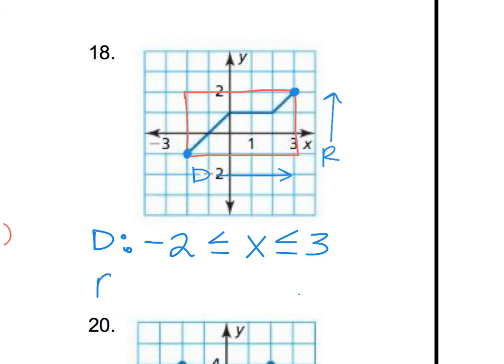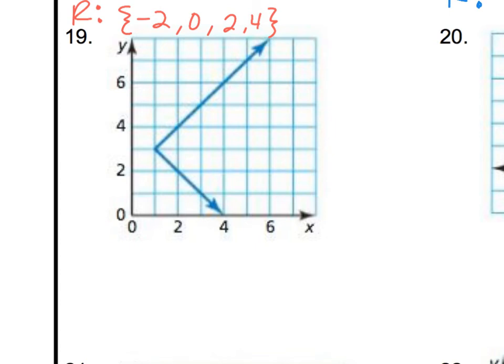So let's do range. Again, figure out where it starts. The lowest point it starts at, where is this? What's the lowest? -1. Okay, so the range starts at -1. And the highest it goes, you're looking at the y-axis, 2. So the range goes from, again, closed circle, so -1 is less than or equal to y is less than or equal to 2.